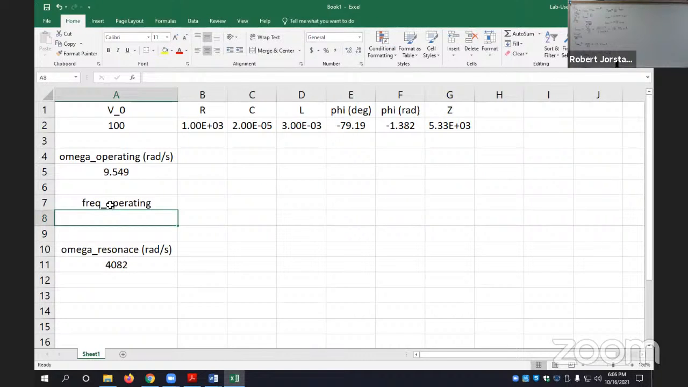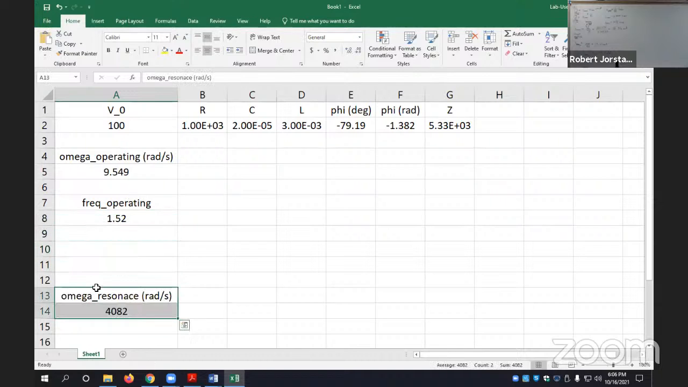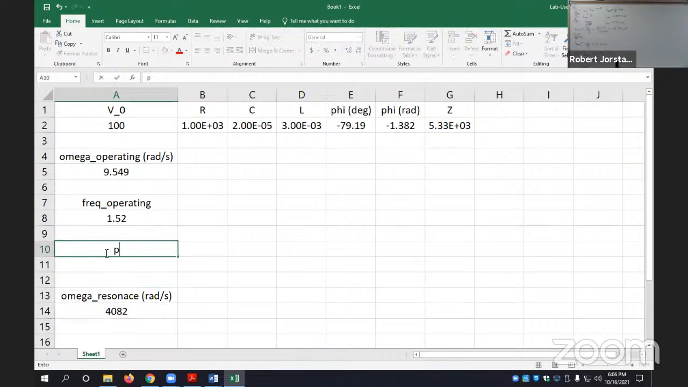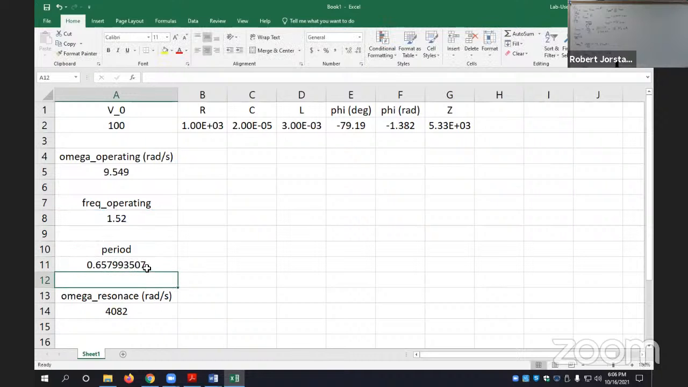All right, so this is equal to this number divided by 2 divided by pi. It's flipping a couple of times a second, about once every second. This gives me an idea of how long this circuit's going to take. Or if you wanted to, I could get the period. The period is equal to 1 divided by the operating frequency.